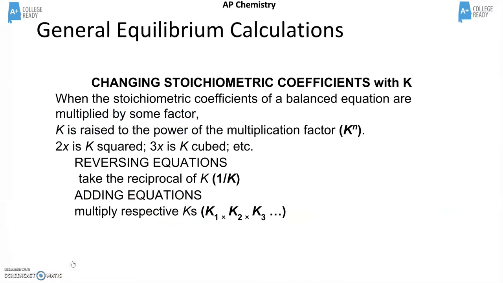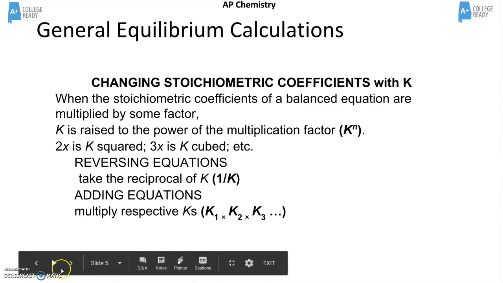Next condition. If you change the stoichiometric coefficients, if you multiply the whole reaction by doubling it, you're going to have to square the K. If you triple the reaction, you're going to have to cube K. What if the reaction is written in reverse? Then you're going to have to take the reciprocal of K. Or if you add equations, you multiply their K values: K1 times K2 times K3.